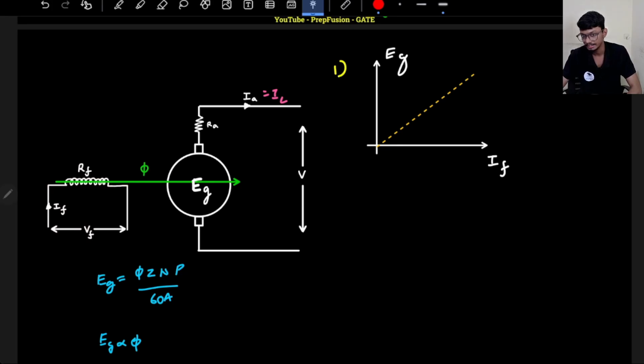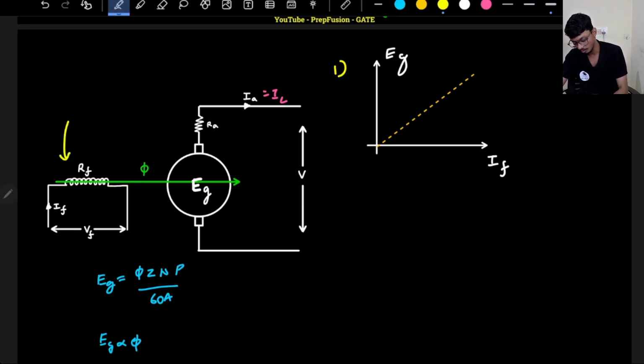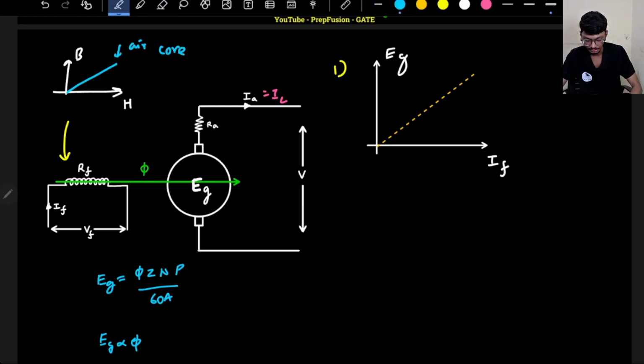Correct? But the BH curve of this particular magnetic material is not a straight line. If it is a straight line, what does that mean? That means it is an air core material. Then roughly the graph will look something like this. It will just follow the straight line.